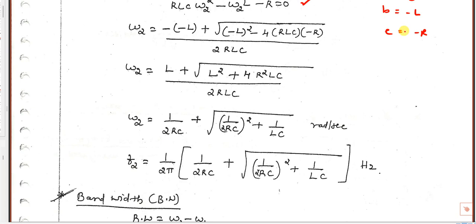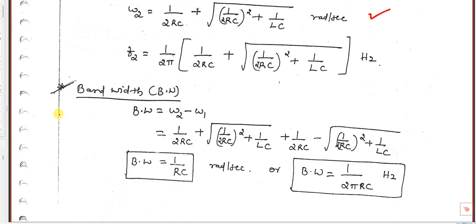This is the expression for omega 1 and omega 2 for a parallel RLC circuit with ideal components L and C. This is omega 2, this is omega 1. Next, bandwidth is given by the difference between omega 2 and omega 1. Here you are going to get omega 1, this is omega 2, and this gap is the bandwidth. So bandwidth is omega 2 minus omega 1.